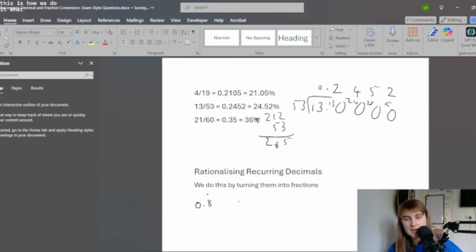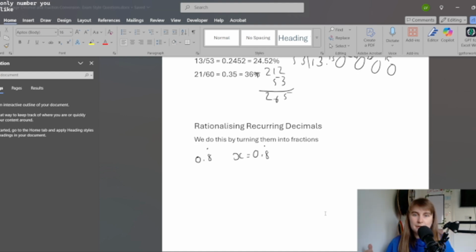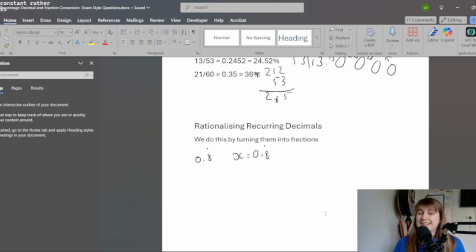What we do is we set that number as an x value. We don't have to use x, we just tend to use x in algebra. Use any number you like. It's a variable anyway, or it's a constant rather. So x is 0.8 recurring. Now what I want is a multiple of that number where I also have 8 recurring after the decimal point. So I'm going to times it by 10. So 10 lots of x is 8.8 recurring.